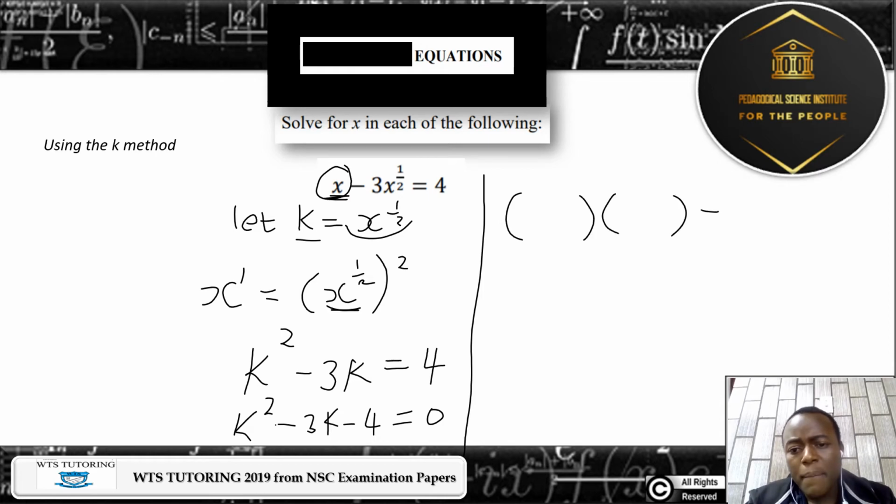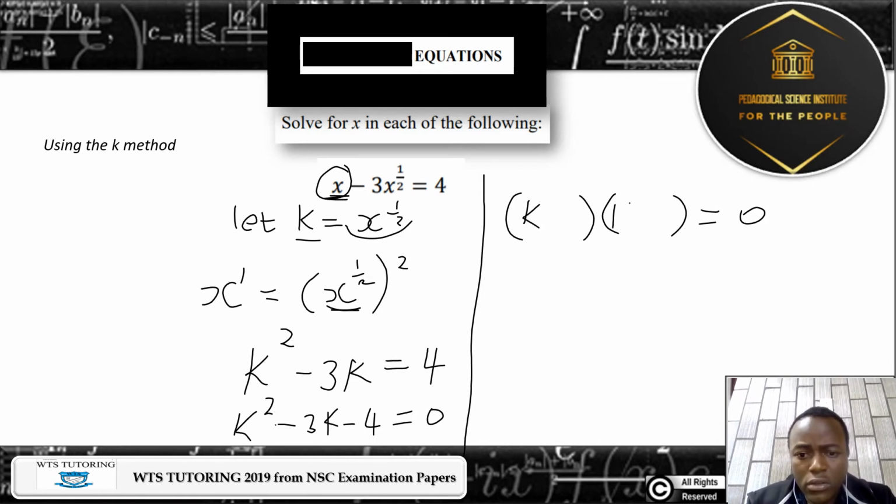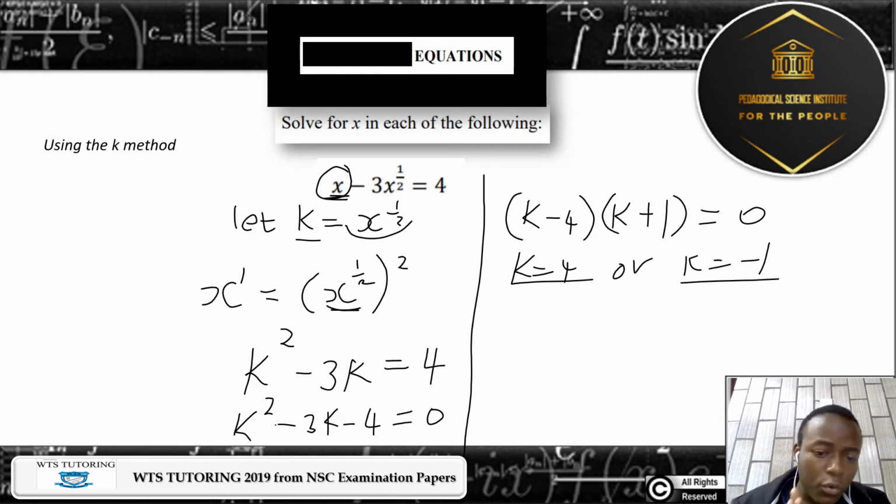We open two brackets. But if you are really not sure about factorizing, if you don't know how to factorize, simply use the quadratic formula. Substitute your a, b, c, get your answer. Don't stress yourself. So here I'm just going to factorize. Let me check the values: 4 times 1, obviously, when I say minus 4 plus 1, it will give me minus 3. So my k will be equal to 4, or my k will be equal to minus 1 when I use the zero factor rule. Okay, now my k is 4, my k is equal to minus 1.